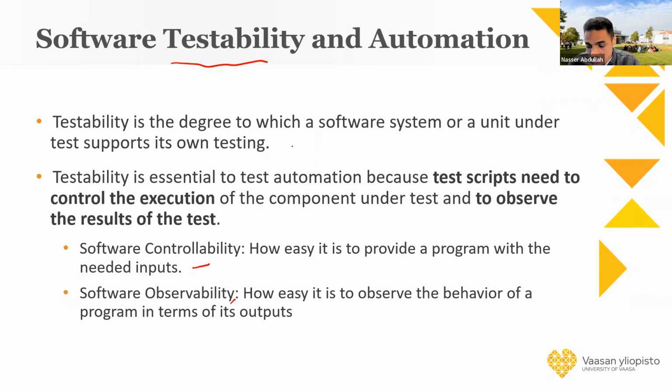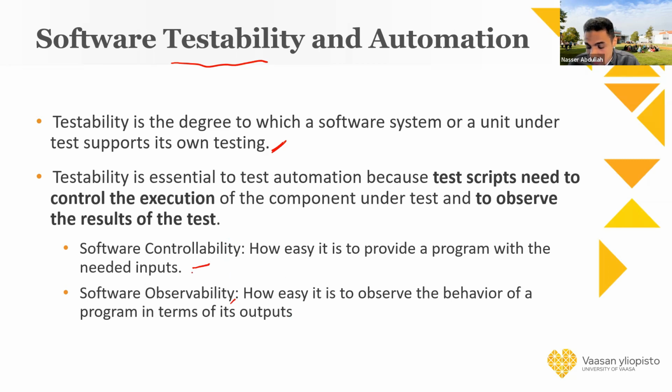As you know, testability, I just copied this from the last lecture, number 5, I think. Testability is the degree to which the software system or unit under test supports its own testing. How easy is it to test your application? There are many features under testability, and these are the two important ones related to automation testing.